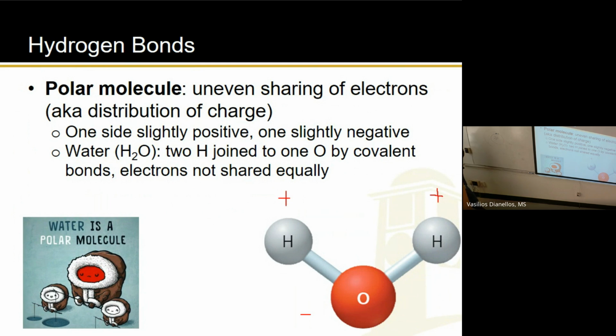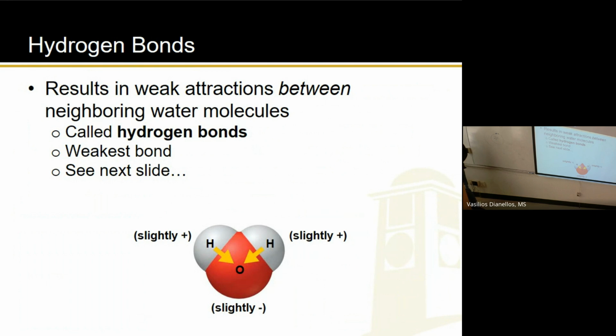So this results in a weak attraction that we call hydrogen bonds. So this is between 2 different molecules. What we see here is just 1 molecule, so that's a bad picture. So there's no hydrogen bonds on that slide. You can't see any hydrogen bonds because that's just 1 water molecule. And water molecules are held together by a covalent bond.